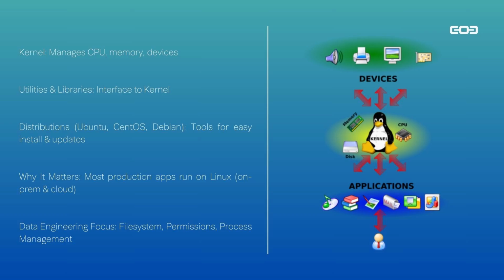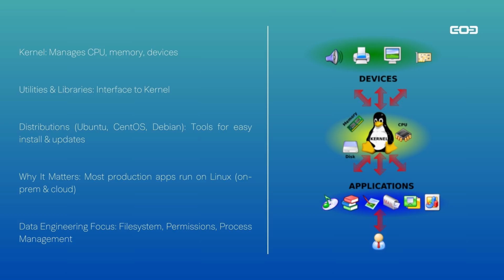Under the hood, Linux is composed of a kernel that manages system resources, like CPU, memory, and devices, and a set of utilities and libraries that provide an interface to that kernel. Distributions such as Ubuntu, CentOS, or Debian package the Linux kernel with user-friendly tools, making it easy to install, maintain, and update. For data engineers, Linux matters because it's where production applications often run. Whether on premises or in the cloud, understanding the file system layout, user permissions, and process management is critical when you're deploying or orchestrating big data workflows.